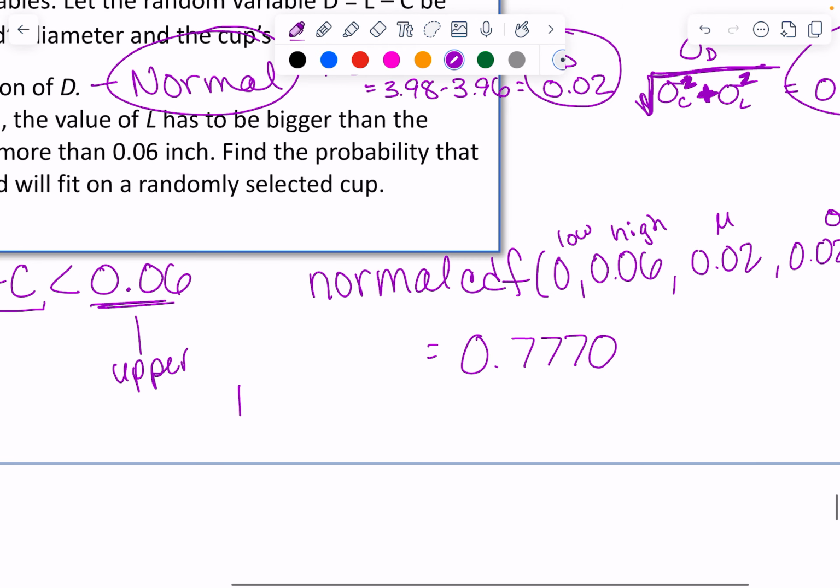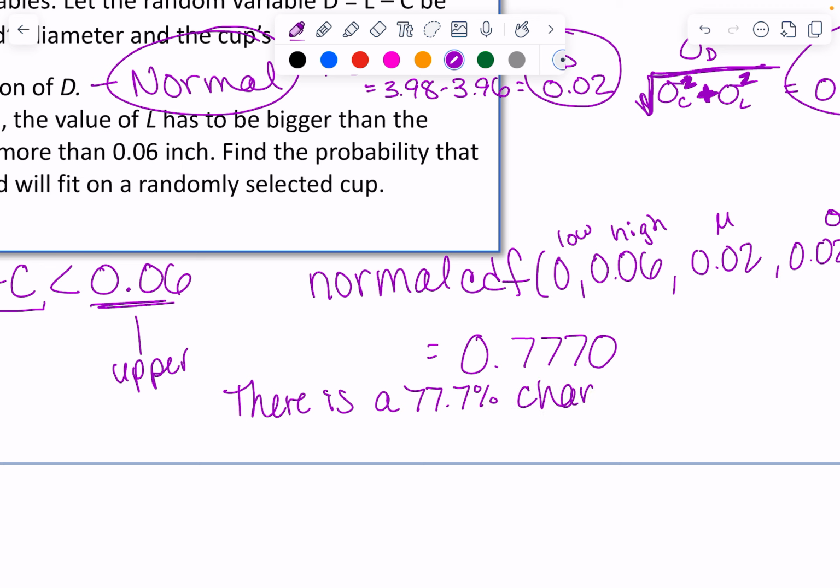So let's write that. There is a 77.7% chance a random lid fits on a random cup.